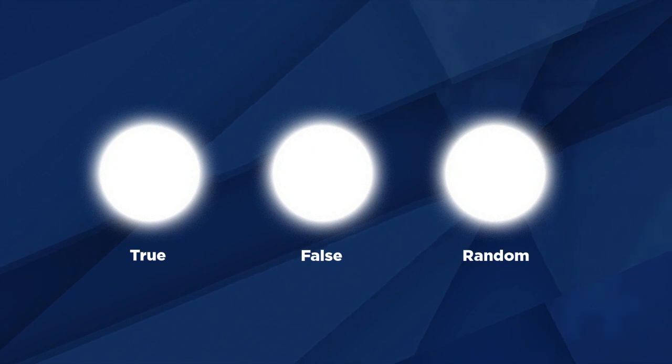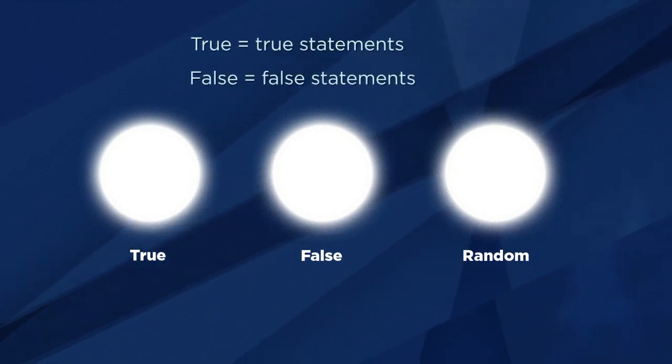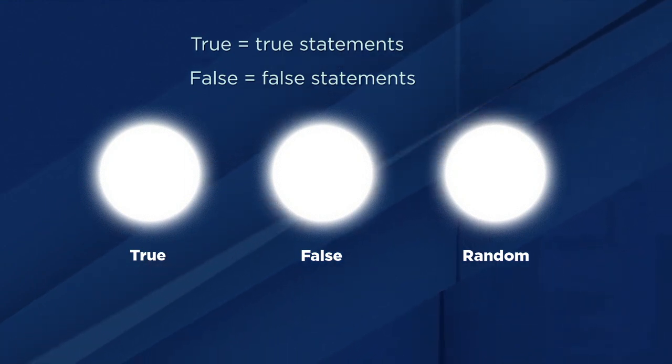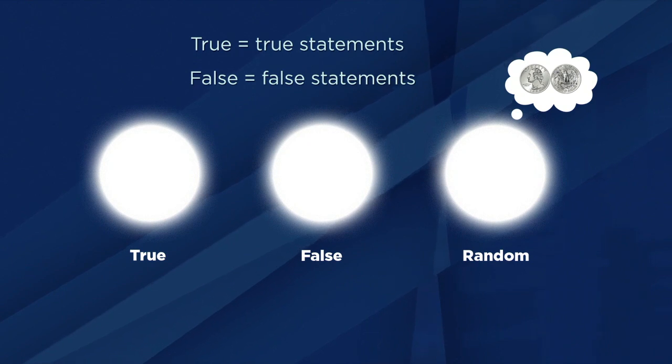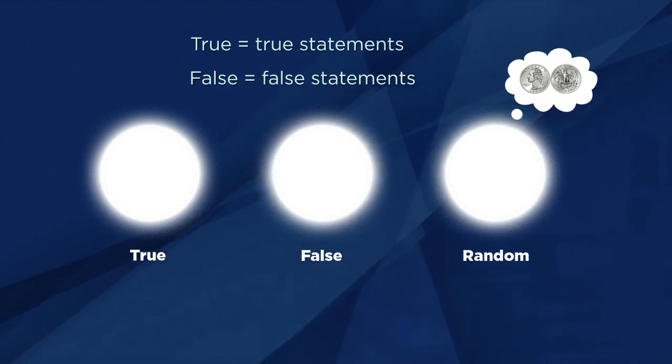The puzzle is this. We are to imagine 3 gods. The gods are named true, false, and random. True only makes true statements, and false only makes false statements. But random is a wild card. Each time he's asked a question, he mentally flips a coin, and depending on the result, he decides whether to answer the way true would answer or the way false would answer.